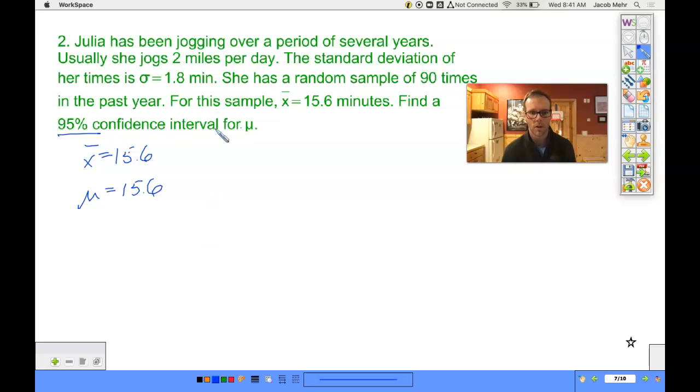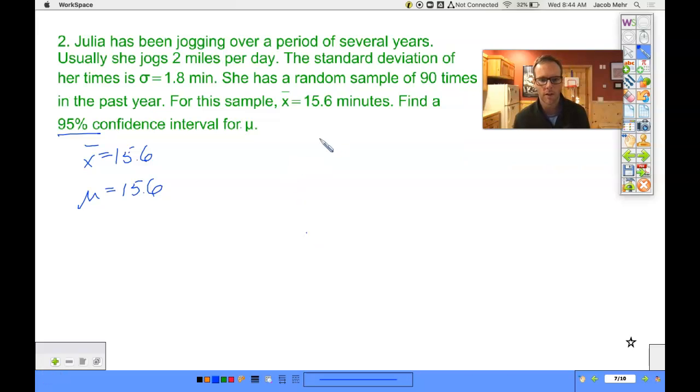Uh-oh, my board is struggling here. I'm going to need to take a timeout. All right, let's see if my pen is charged up well enough to keep going here. All right, so we are finding a 95% confidence interval.